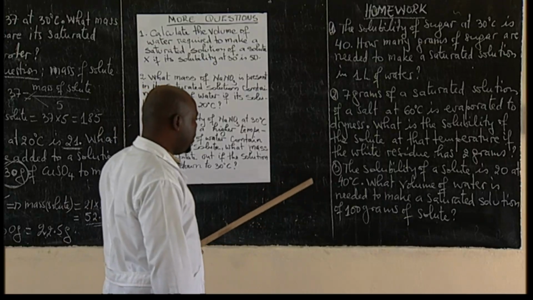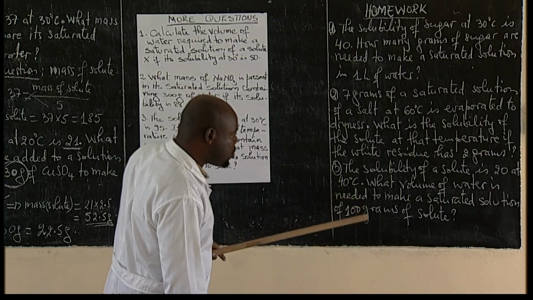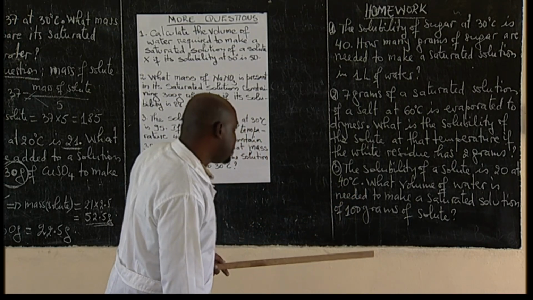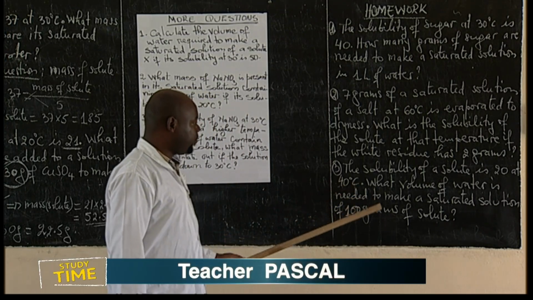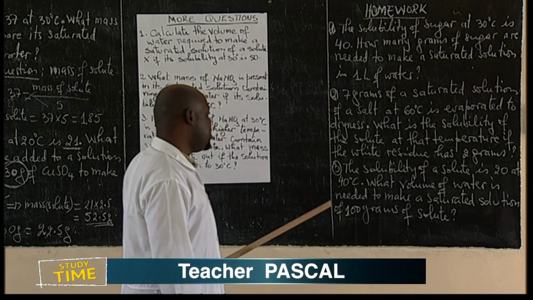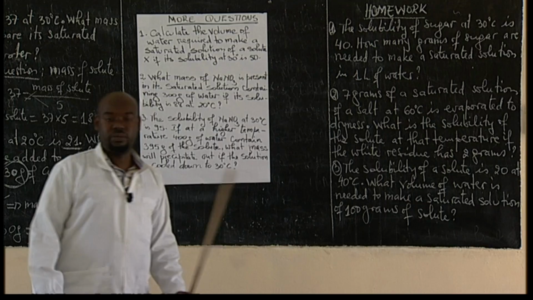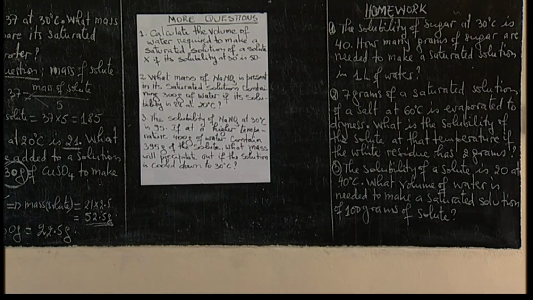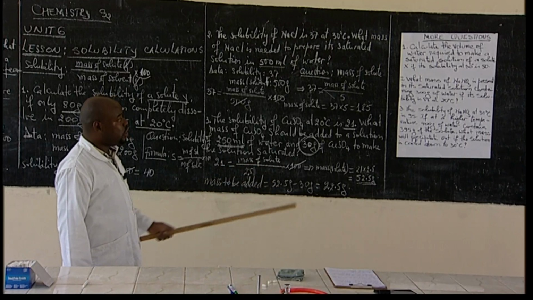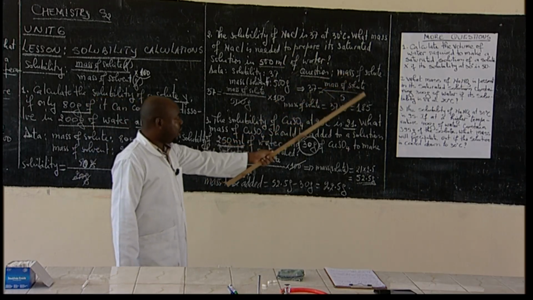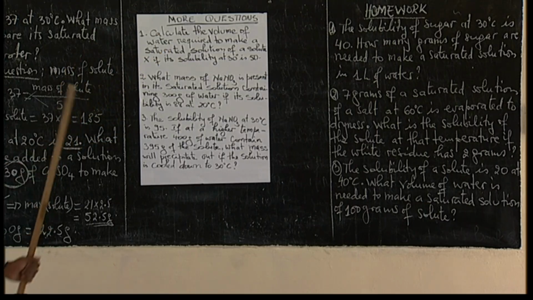And the last, the solubility of a solute is 20 at 40 degrees. What volume of water is needed to make a saturated solution of 100 grams of solute? That is very simple. So you will refer to the examples I've given and try to adapt the methods used to work out the exercises and the homework. You will do it, I'm very sure.